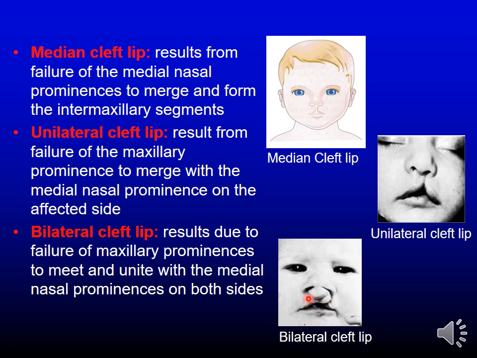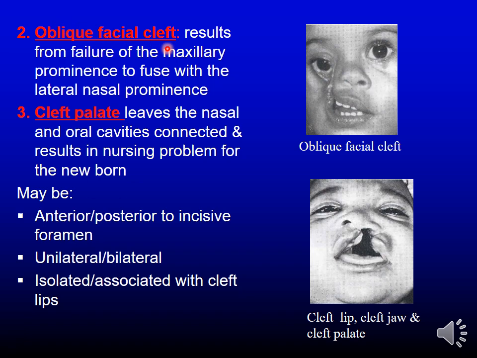Bilateral cleft lip results due to failure of the maxillary prominences to meet and unite with the medial nasal prominences on both sides. Here's one, and this is the second one. Oblique facial cleft results from the failure of the maxillary prominence to fuse with the lateral nasal prominence.